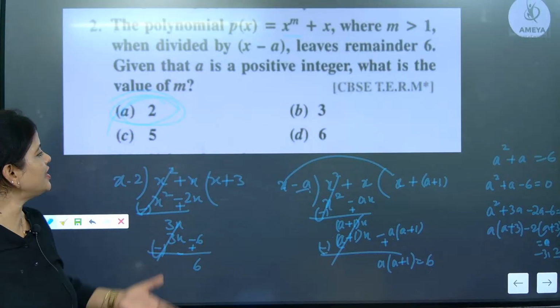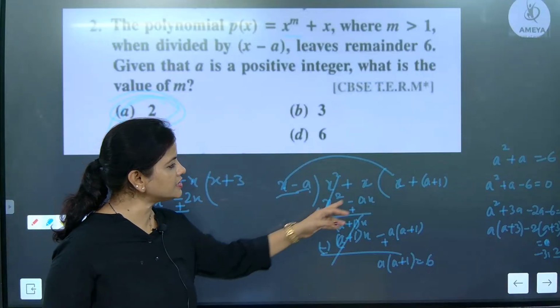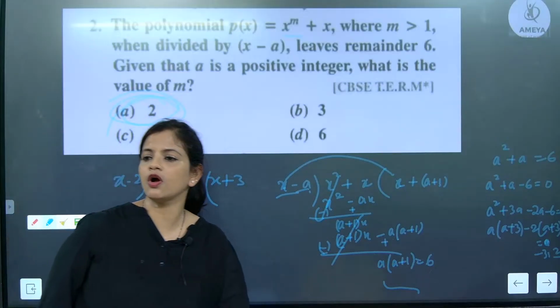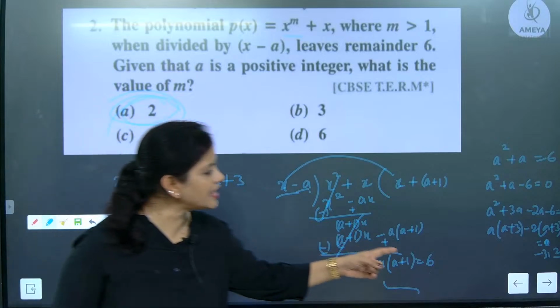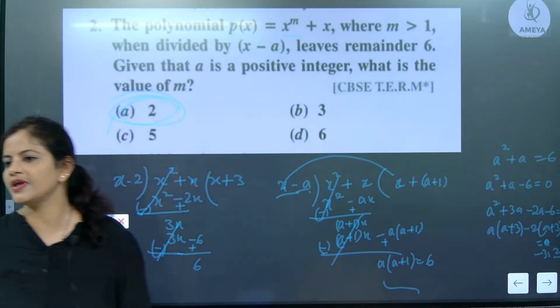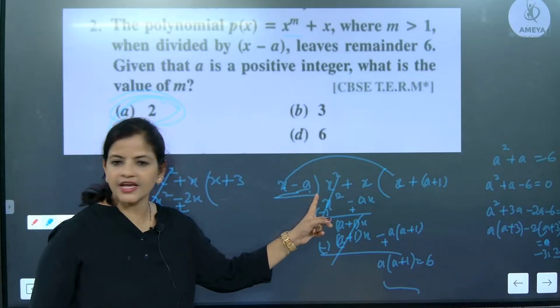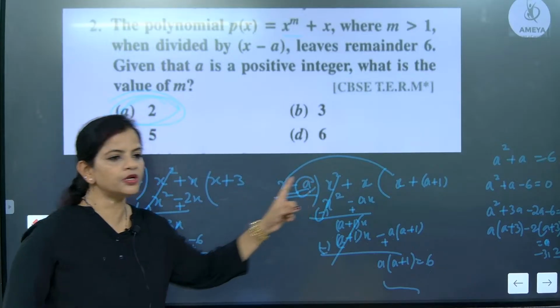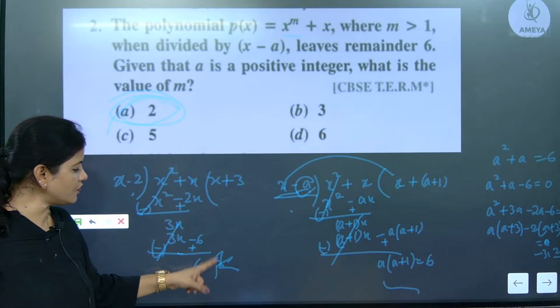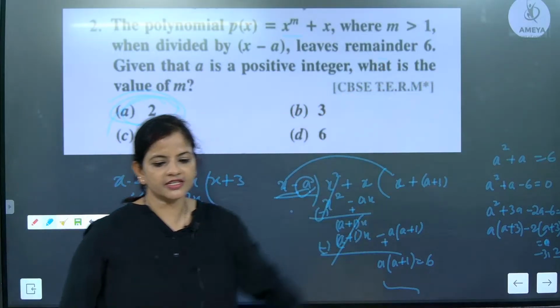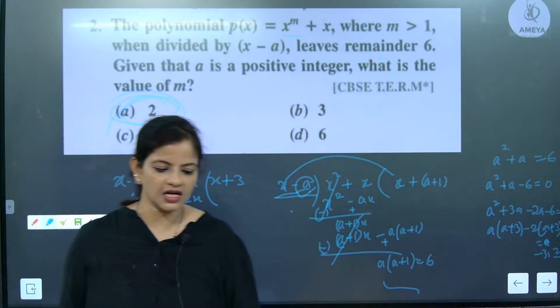What did we actually do? We divided by x minus a. Once factorized, we got two values: one value is minus 3, another value is 2. So here we were dividing by x minus a, and instead of a, we put 2. After solving, what remainder are we getting? 6. In the question also, what remainder is given? 6. So our concept is clear and correct.